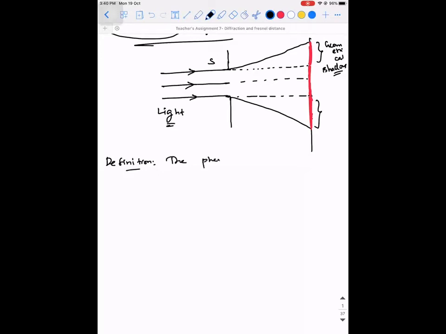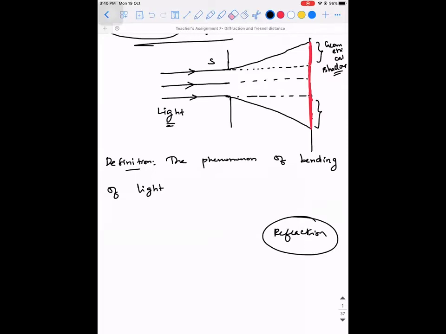The phenomenon of what is happening to the light? It is getting bent. Bending. The phenomenon of bending of light under what scenario? See, bending of light doesn't always mean refraction. We have studied refraction also as a phenomenon where the light gets bent. But what is the difference between that scenario and this one? Change in medium. In refraction you have different media present, whereas here you don't have any change of medium. It happens because the light is encountering an obstacle.